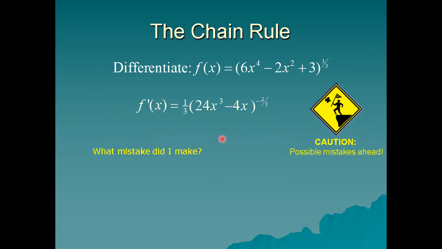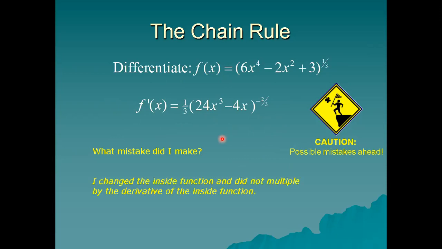Do you think it's correct? What mistake did I make? You need to realize that. Am I following the chain rule? No, it's not. I changed the inside function and did not multiply by the derivative of the inside function. Remember that the inside function here should be copied. So we should not derive the inside, and then we must multiply it by the derivative of our inside function. That is the wrong way.